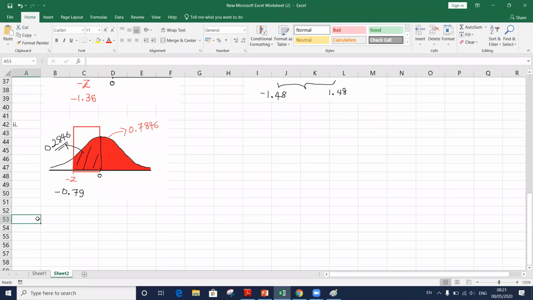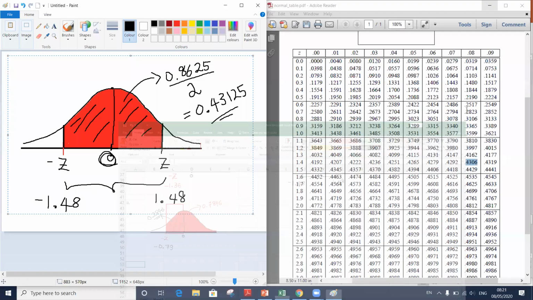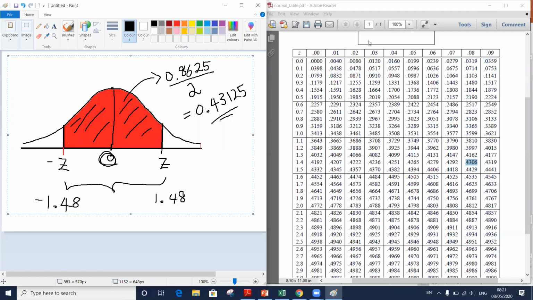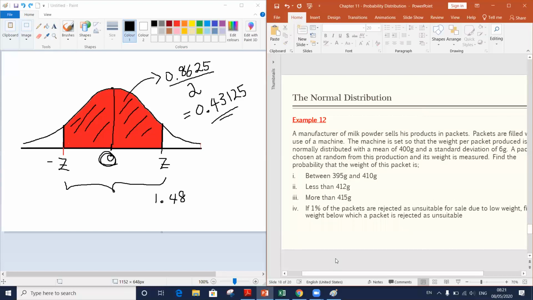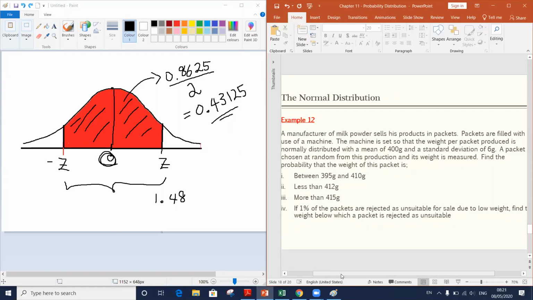Right, example number 10 and 11, right? Okay, example number 12. These sort of questions will be there in your exams, right?